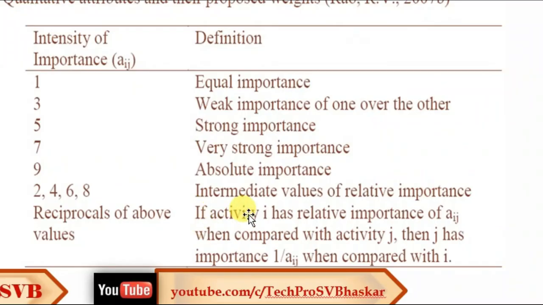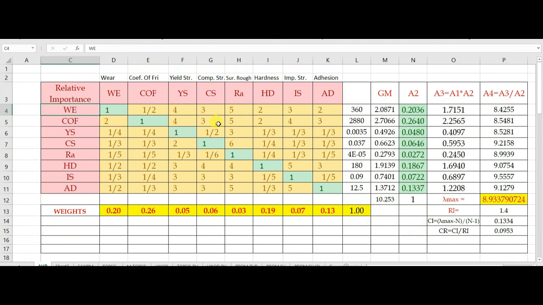For this we can take reference of this. If activity i has relative importance of Aij when compared with activity j, then j has importance of 1 upon Aij as compared to i. So we can see an example in this case: COF has intensity of 5 with respect to RA. So RA will have intensity 1 upon 5 with respect to COF. So you can easily make it out. RA has its intensity 1 by 5 with respect to COF. So this is the way.